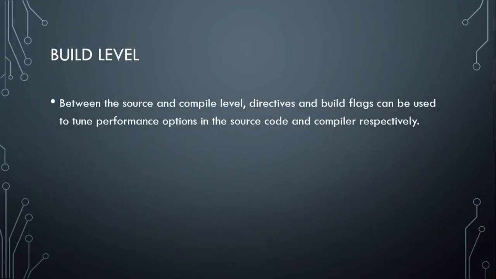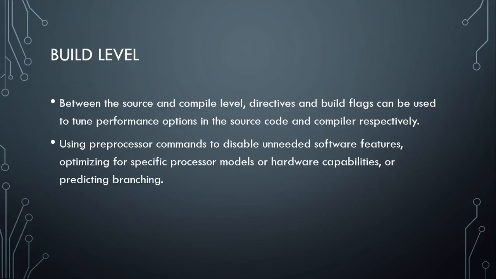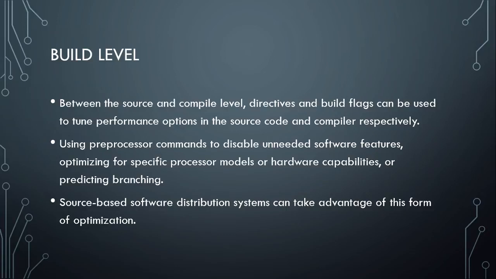The next level is build level. Between the source and the compile level, directives and build flags can be used to tune performance options in the source code and compiler respectively. Using preprocessor commands to disable unneeded software features, optimizing for specific processor models or hardware capabilities, or predicting branching. So this is where it's like, hey, certain CPUs are going to be used on certain machines. You can take advantage of those different features for optimizing. Short-space software distribution systems can take advantage of this form of optimization.